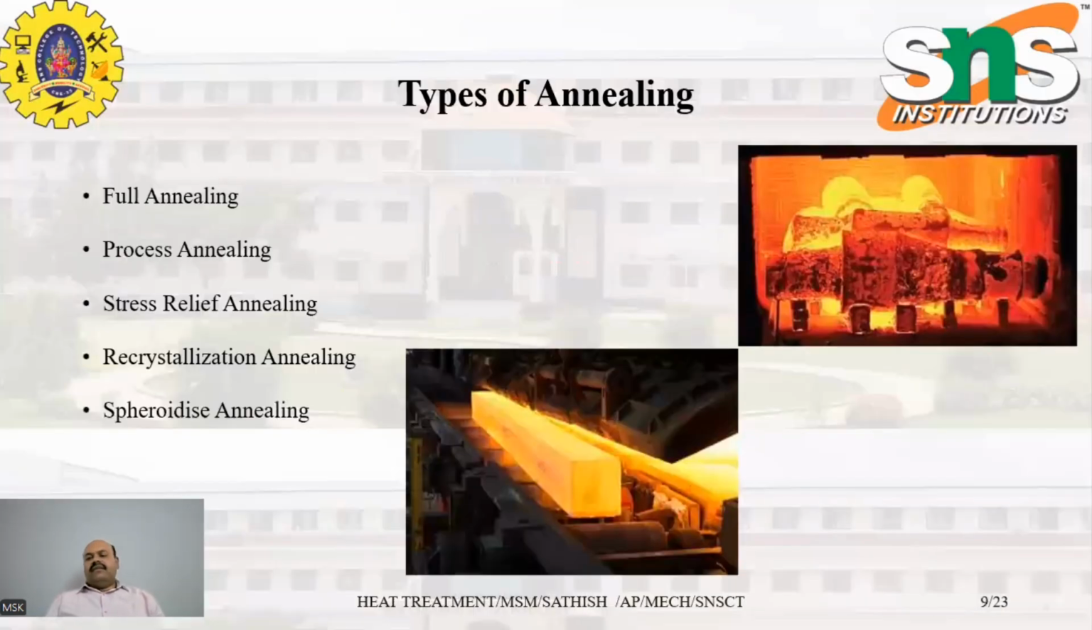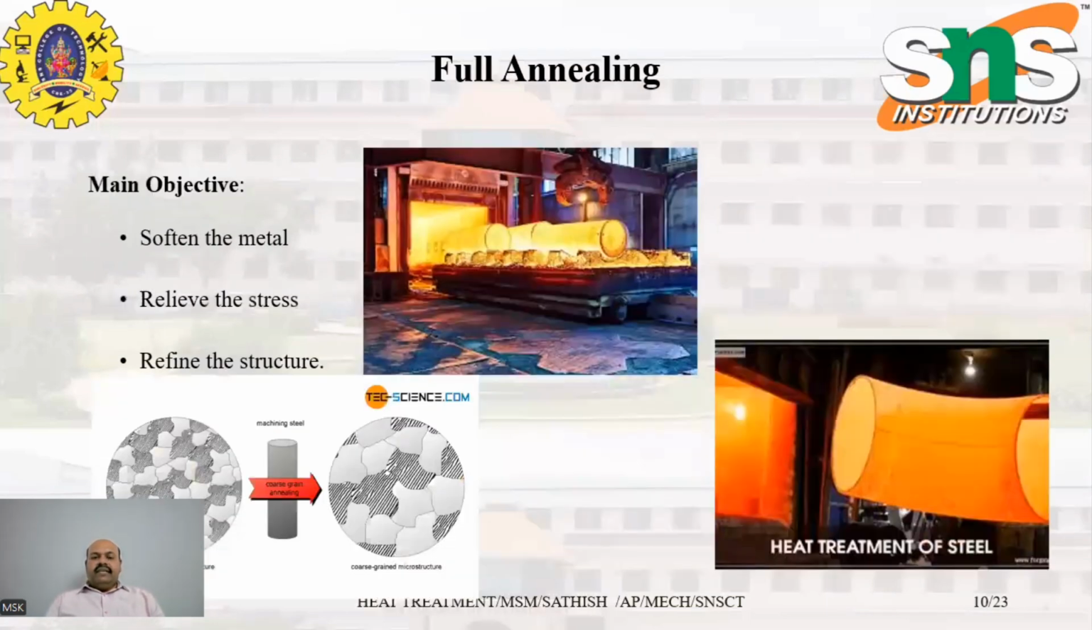So we have different classifications of annealing. One is full annealing, and what we have seen there. Next one is process annealing, and we have stress relief annealing, recrystallization annealing, and spheroidizing annealing. These are all the different types of annealing we have. Here you can see an axle which is coming out from a furnace.